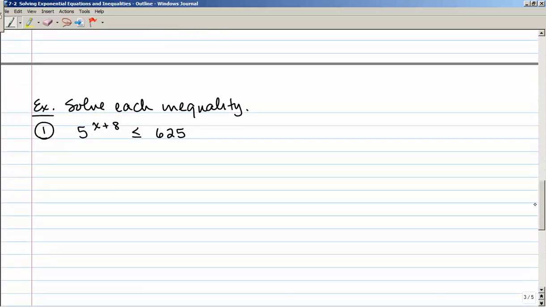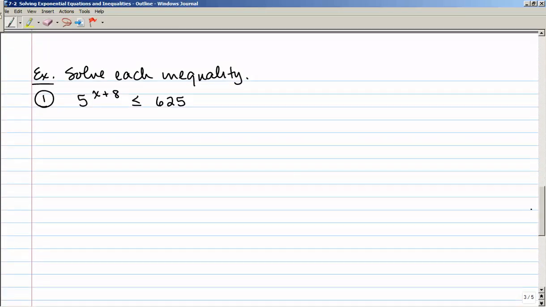And we can do the same thing with inequalities. So here we have 5 raised to the power of x plus 8, and that is less than or equal to 265. Okay? In this case, my base is going to be 5, because I can write 265 as 5 to the 4th power. Okay?